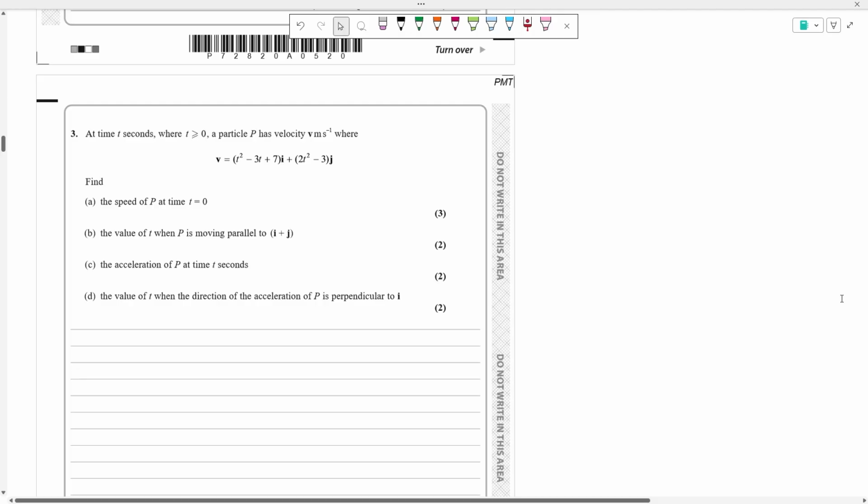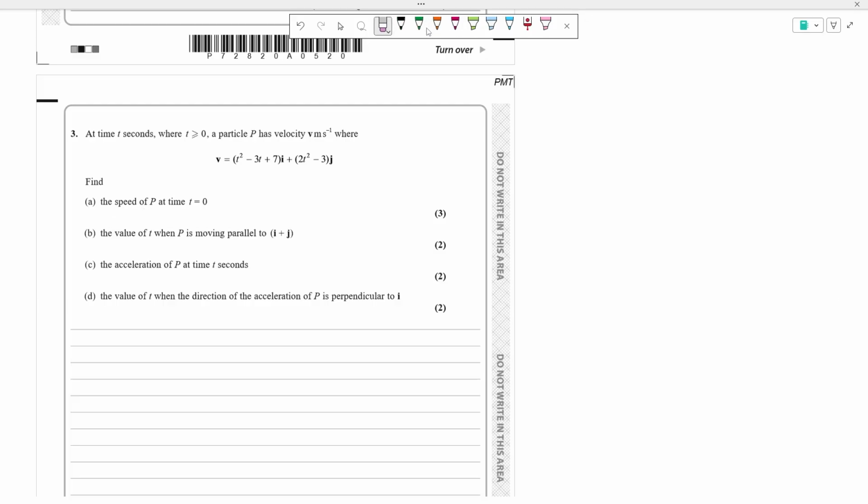Question 3. At time t seconds, where t is bigger than or equal to 0, a particle p has velocity v meters per second, where v is equal to that. Just by looking at this type of question, it looks like a variable acceleration question. Now, part A is asking us the speed of p at time equals 0.